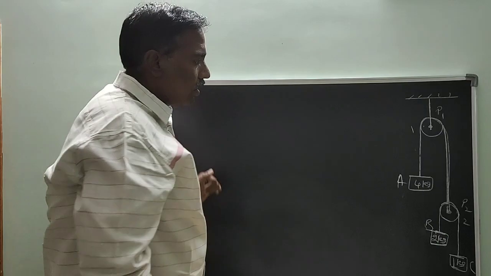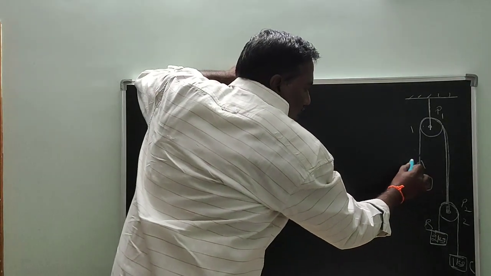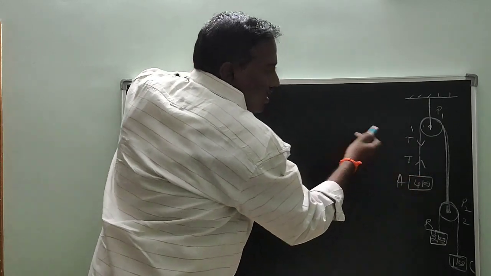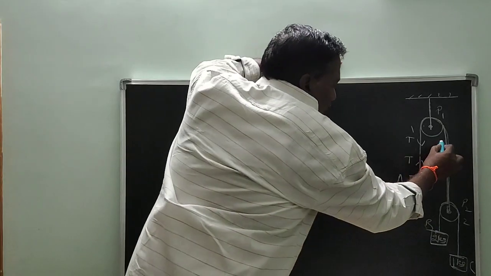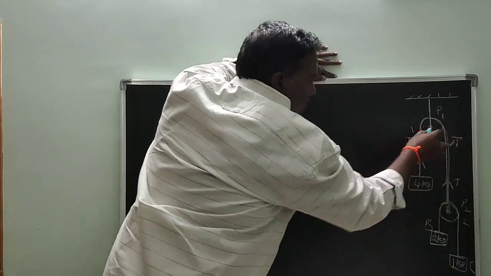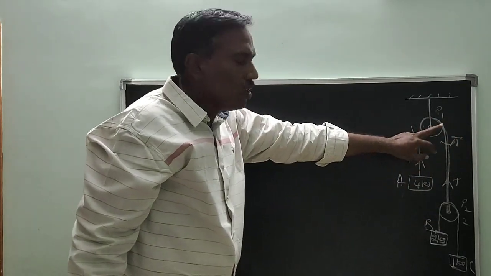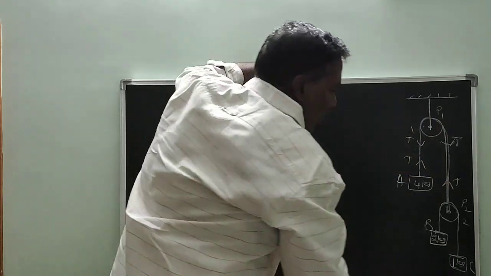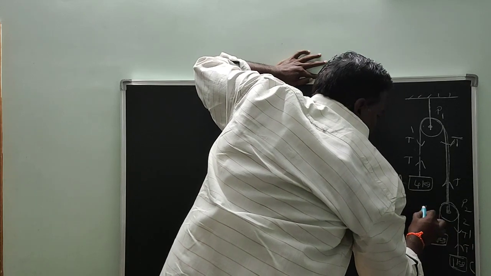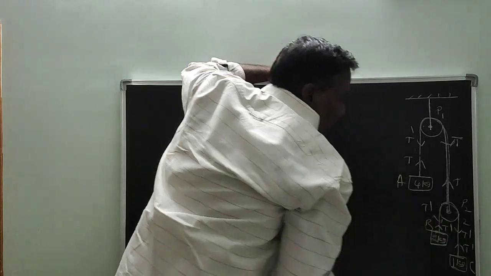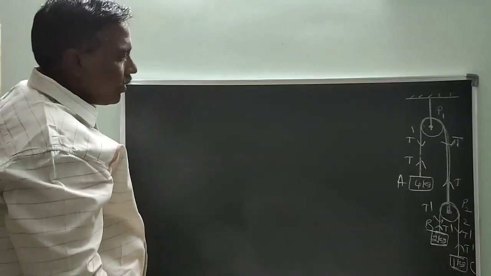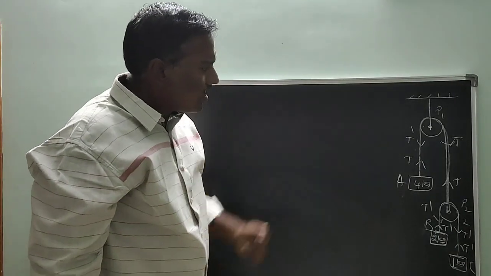For the 1 kg block, let T be the tension in string 1. Tension is an internal force, so T on both sides. Since the pulley is ideal and there is no friction between string and pulley, the tension on both sides is the same. For the second string, this is tension T dash, on all these segments.